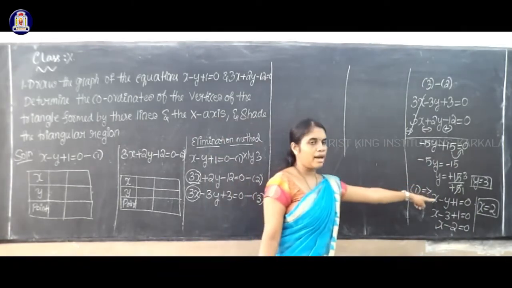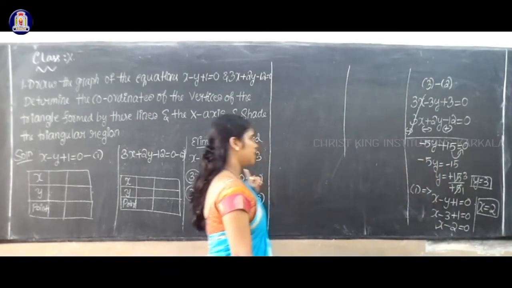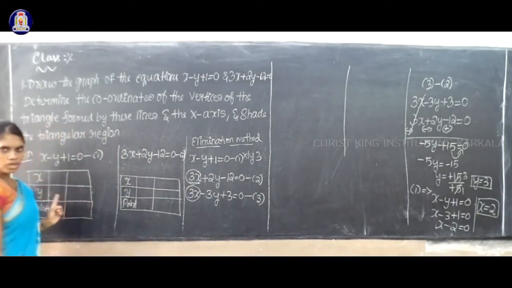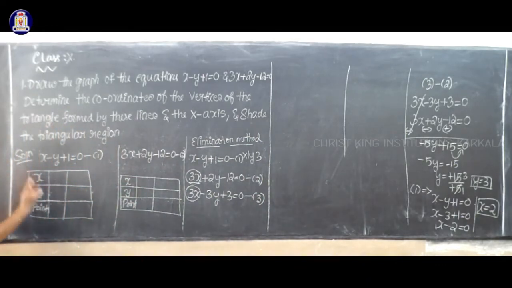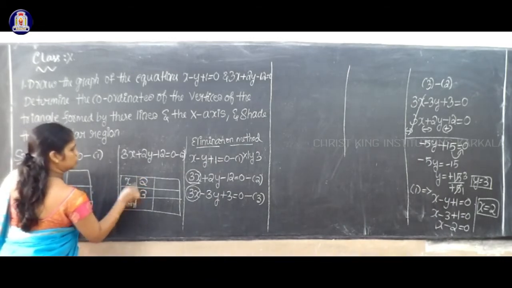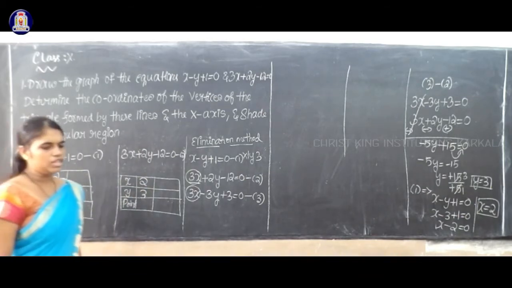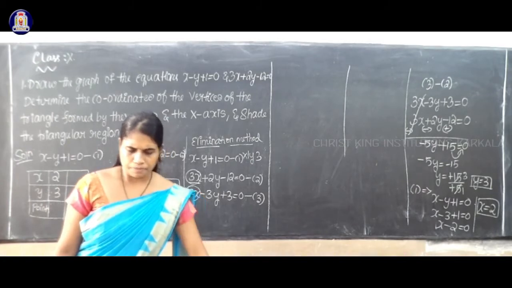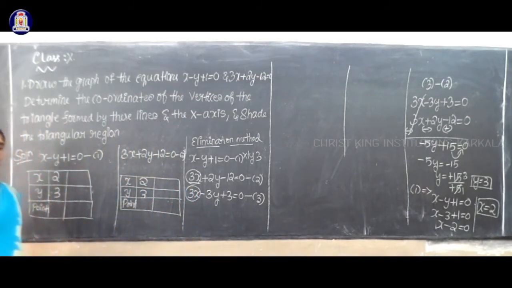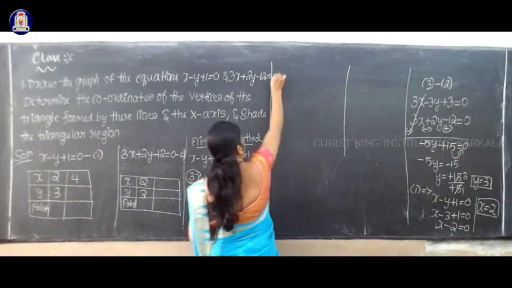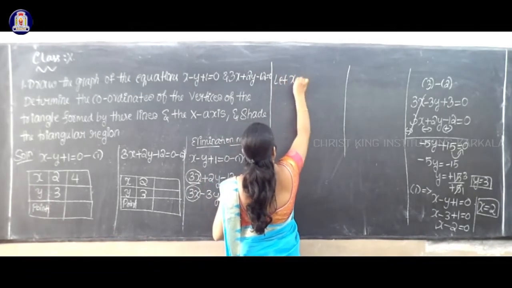Now substitute the value of x and the value of y in these two tables. x is equal to 2 and y is equal to 3, the same numbers substituted here, 2 and 3. Now you have to take one more value of x. You can consider any number. Suppose I consider x is equal to 4. So let x be equal to 4.